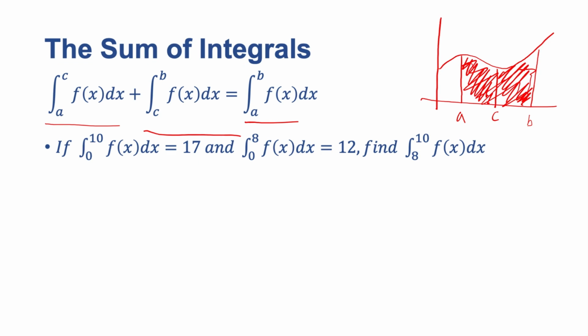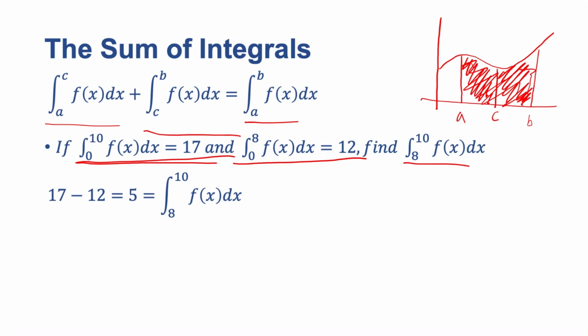So if you remember, we are just going to be subtracting this integral here from this integral here. It's going to give us this integral here. So we already know the values of these two, so we just need to subtract them. That gives us 17 minus 12, which is going to be equal to 5, and that's equal to our integral between 8 and 10 of f of x dx. So that's a pretty easy rule. It comes in handy when we're dealing with some more complicated functions.